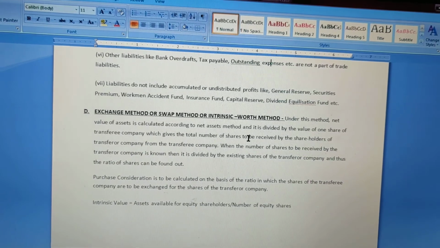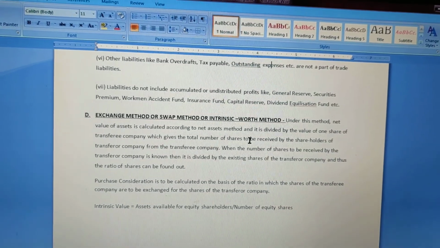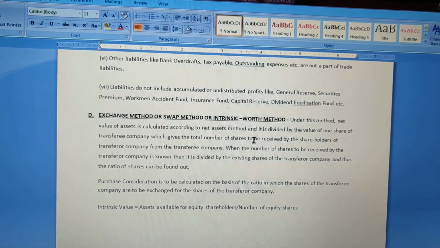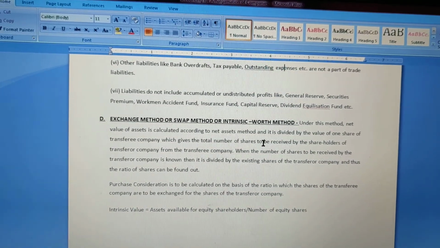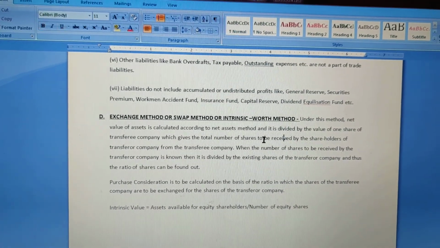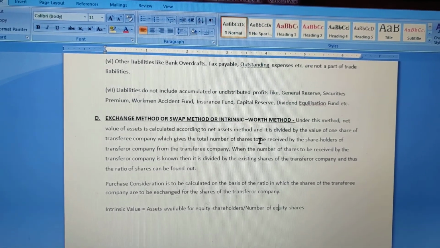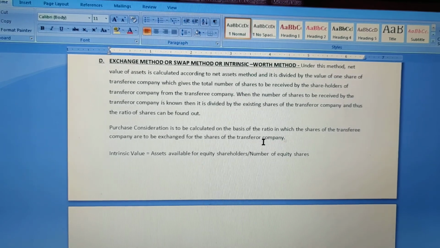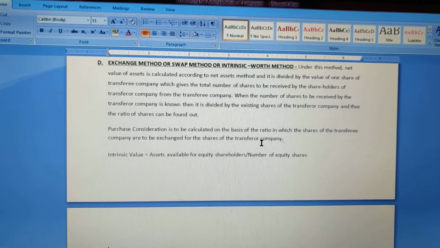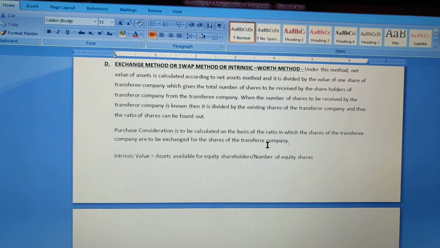That is so easy, and we'll do one practical question on all these methods in the next video. Clear? Next, the fourth method is the exchange method, or swap method, or intrinsic worth method. So three names can be given to this method: exchange method, swap method, or intrinsic worth method. What you have to do under this method?